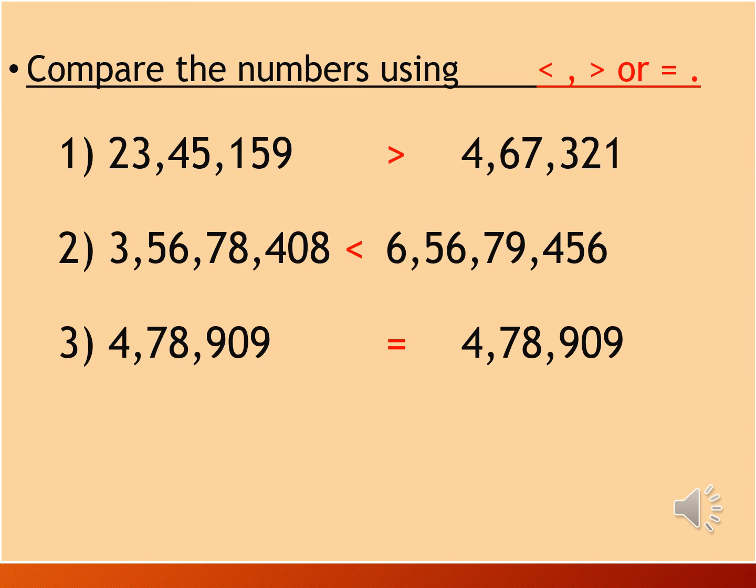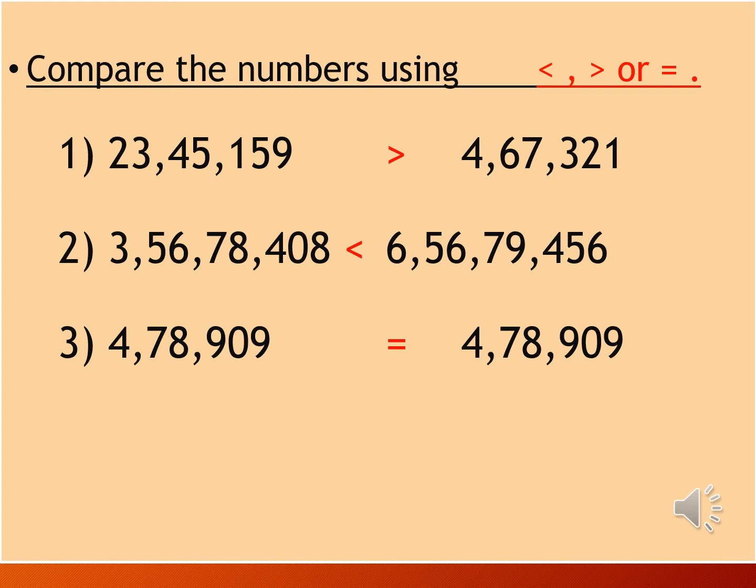Next, we can compare the given numbers. First question, the first number is 23,45,159 and the second number is 4,67,321. The first number contains 7 digits and the second number contains 6 digits. So, which number is greater? The first number is greater than the second number. That means 23,45,159 is greater than 4,67,321.